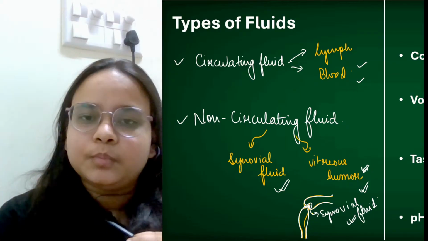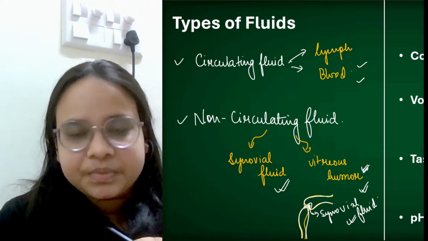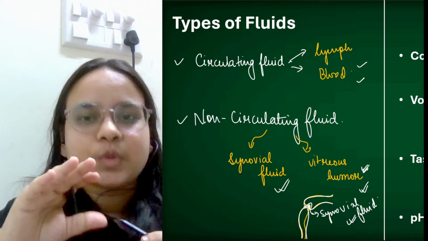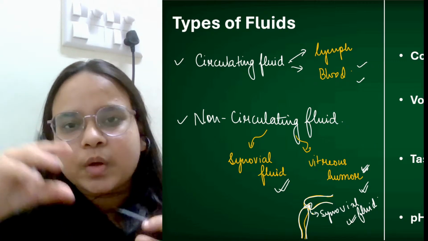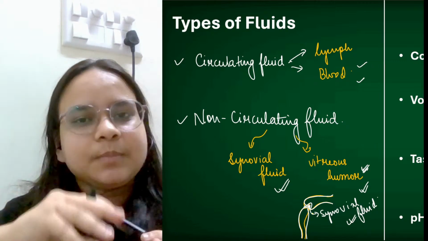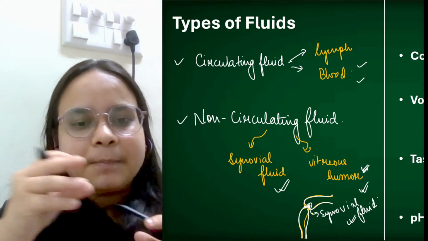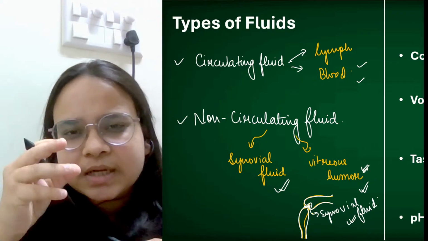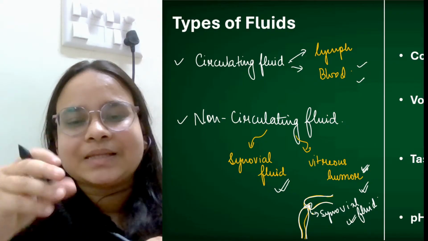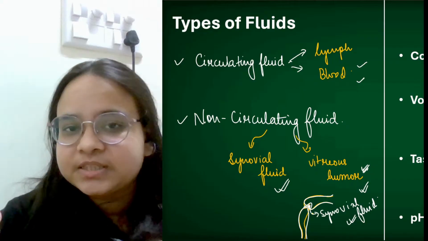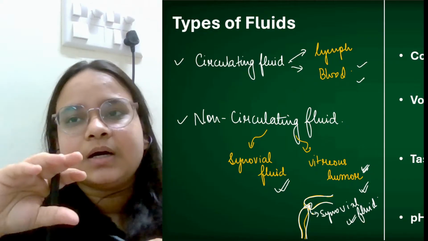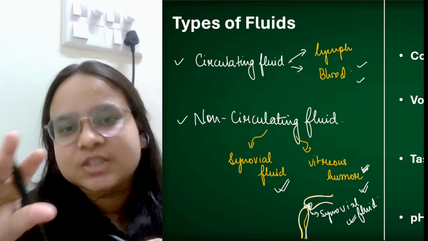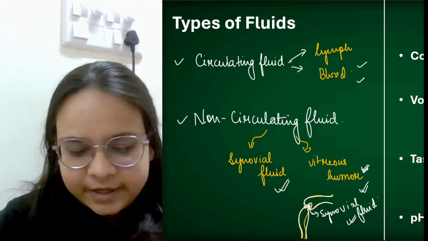That means it can circulate in the whole body. Whereas there are certain fluids like synovial fluid that is found between the joints. Between two joints, basically to reduce friction, there is a small fluid which we call synovial fluid, and that is present at the junction of two bones, and the junction of two bones is called a joint. Fine.